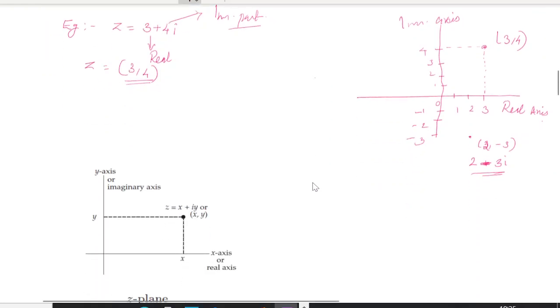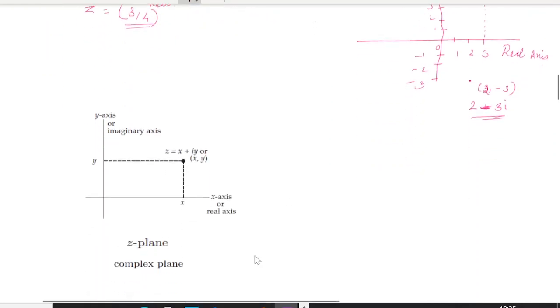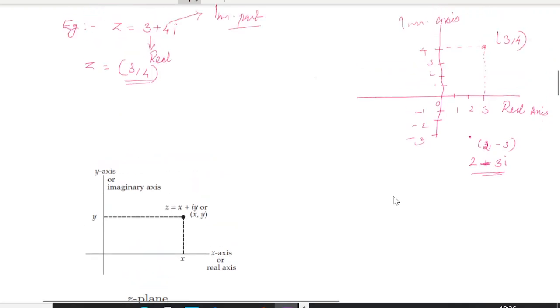So this is the definition of the complex plane. This is called the z-plane or complex plane. That is the imaginary axis, the real axis, and you can plot any point like this. So another way of representing this complex number is like this. Here you have represented this as an ordered pair, but you can also draw a vector from the origin to the point. So you can either represent a complex number as an ordered pair or as a vector.